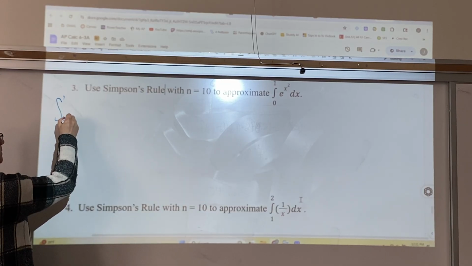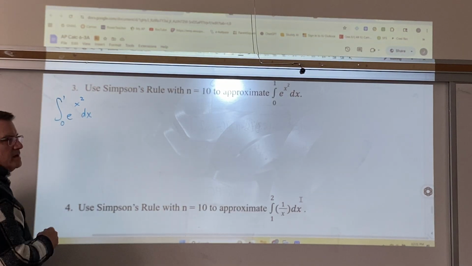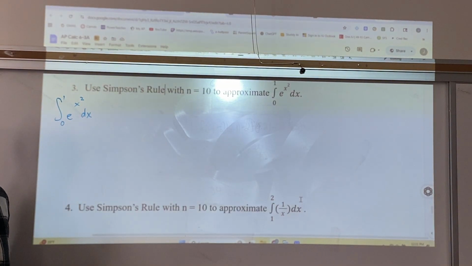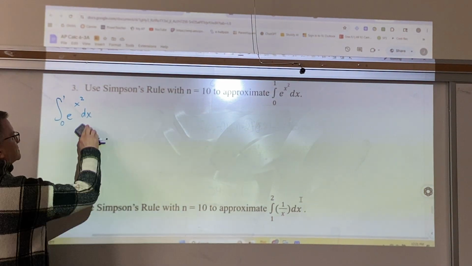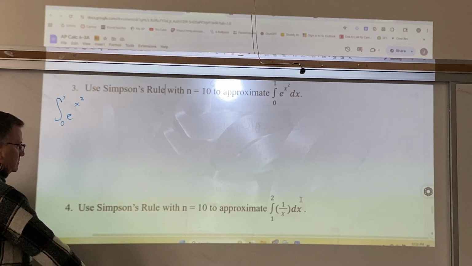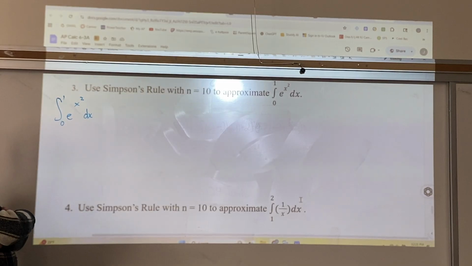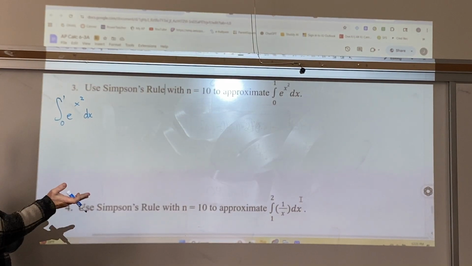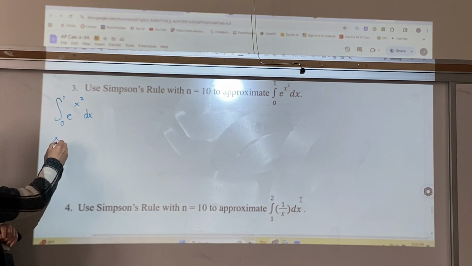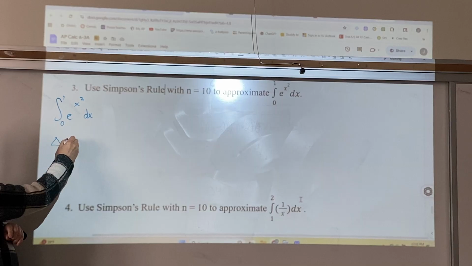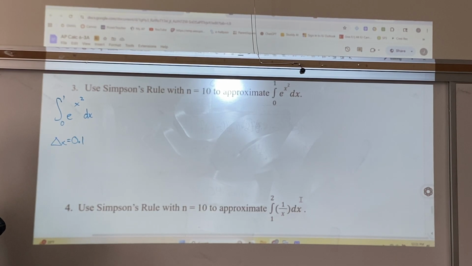I want the integral of e to the x squared dx from 0 to 1. Oh, and you gotta put dx. This piece has gotta be in there. You can't just say this guy. This piece has gotta be in there because it's taking the place of change of x. We figured out the change of x already. Right, the change of x was 0.1 from the last problem. We're using the same function.